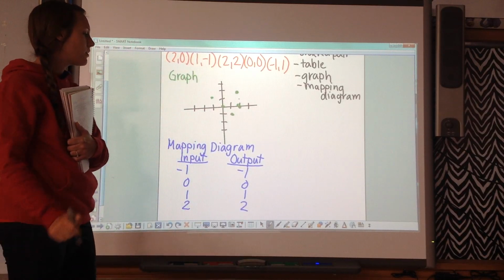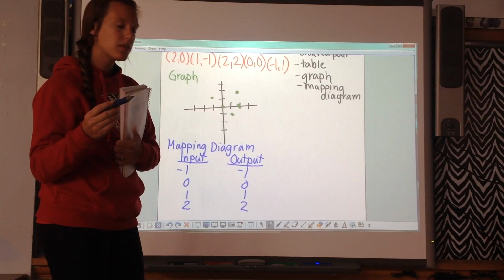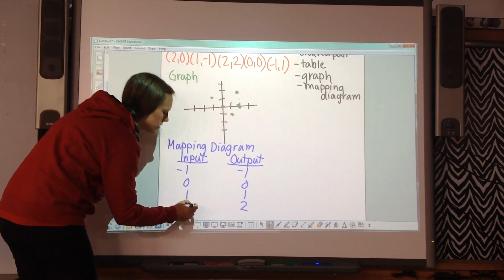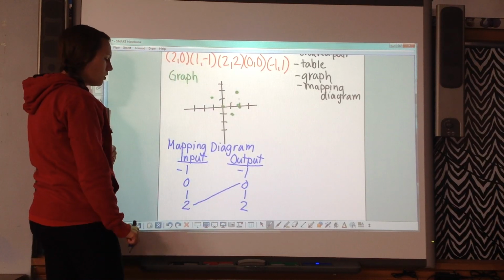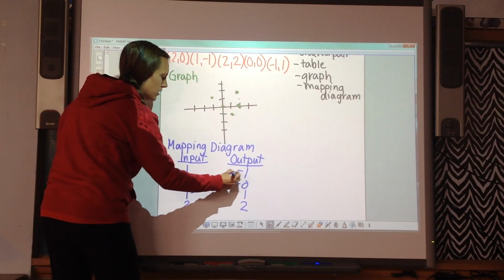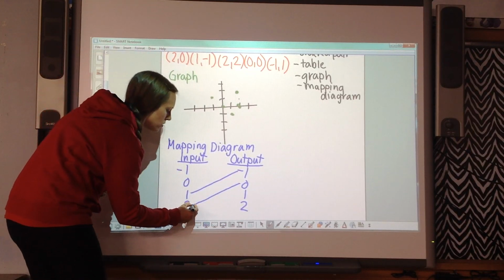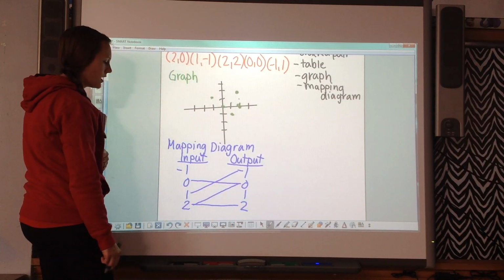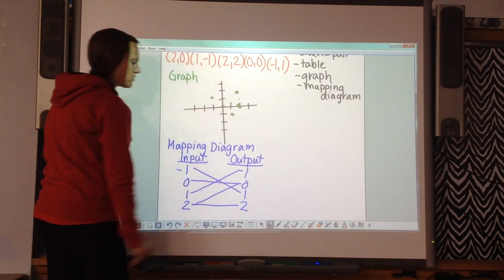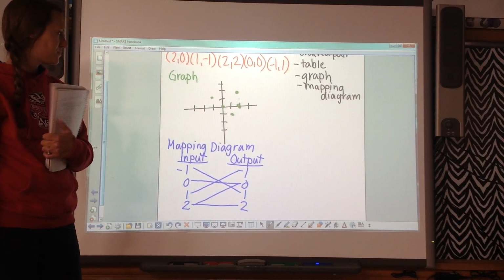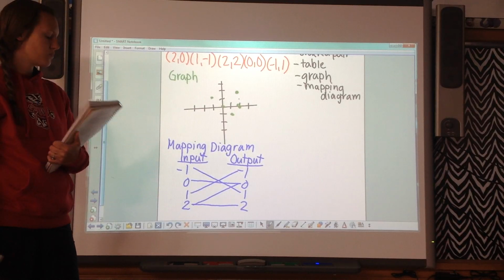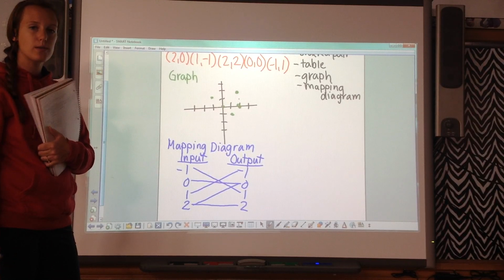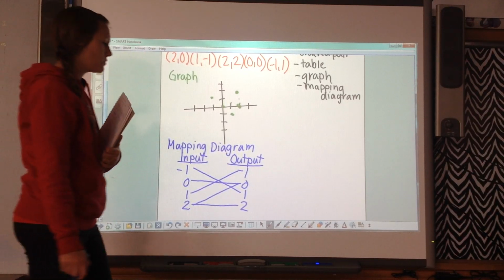This is called a mapping diagram because you're going to have to draw lines to connect the ordered pairs. So here I have 2, 0. So I'm going to take 2 and 0 and connect them. 1, negative 1. 2, 2. 0, 0. And negative 1, 1. It's okay that the lines cross. Okay. We've only talked about relations so far, so let's move on to what a function is.